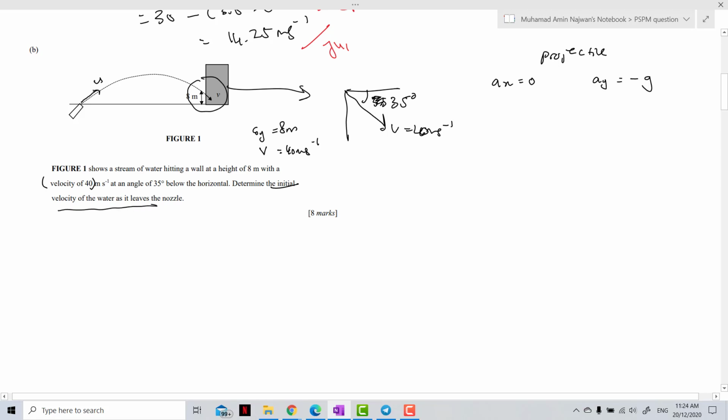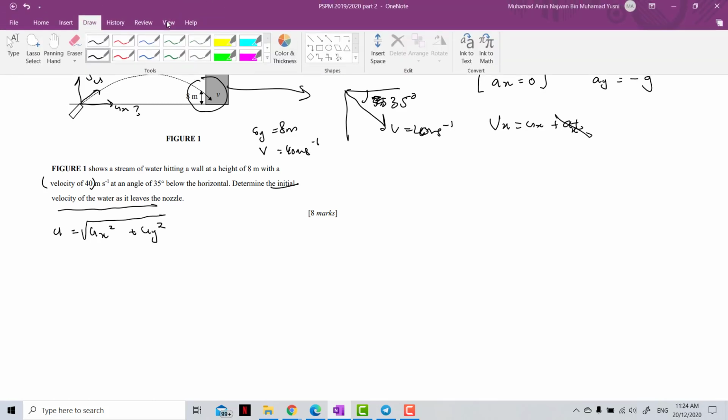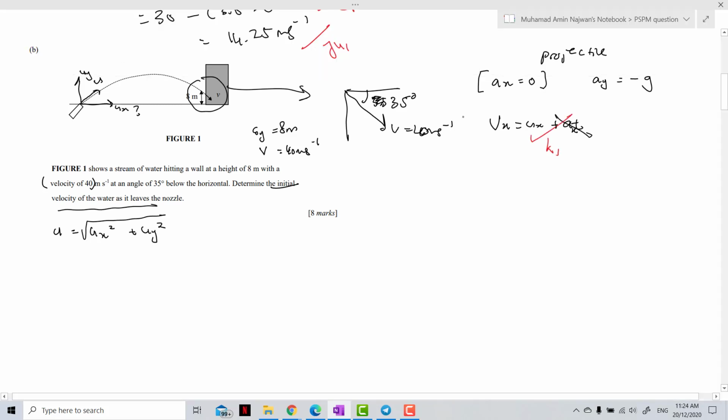Now, what the question asks for is U. So it is very important to know that U here is a combination of UX squared plus UY squared, square rooted. So the question now is how do we determine our UX and how do we determine our UY? This is the important part. Your concept marks come after this: from AX equal to 0, you must know VX equals UX plus AXT. But because AX equals 0, the concept mark comes here: VX equals UX. You get 1 mark here if you write that down.